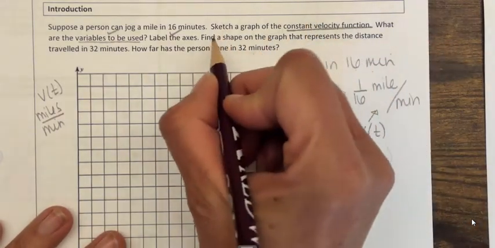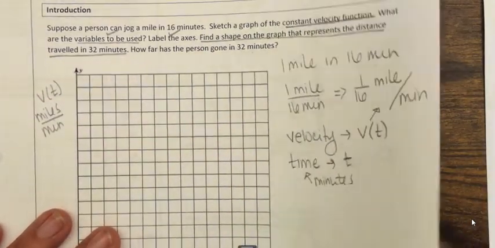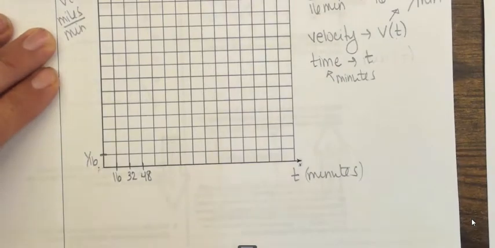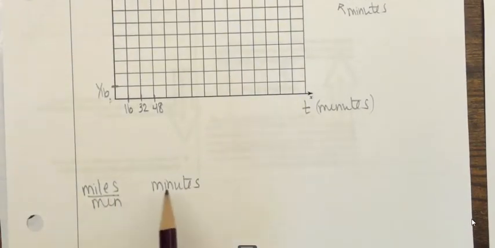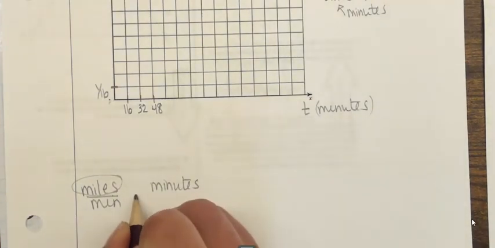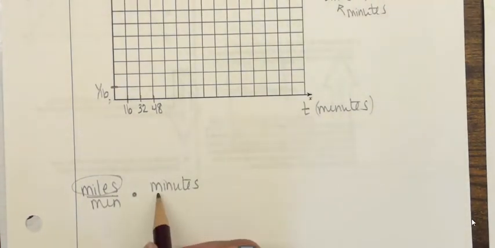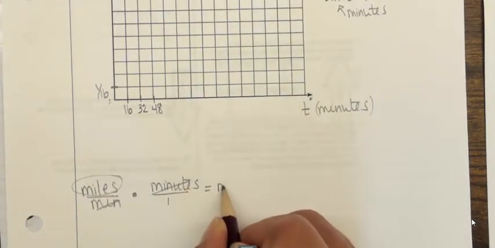We can answer that now, but we need to figure out a shape on the graph that represents the distance traveled in 32 minutes. If I've got one axis that is miles per minute and another axis that is minutes, what do I need to do with these two units to end up with just miles? This takes you back to all the unit analysis we've done. I'm going to multiply these, and the minutes are going to reduce, leaving me with miles.